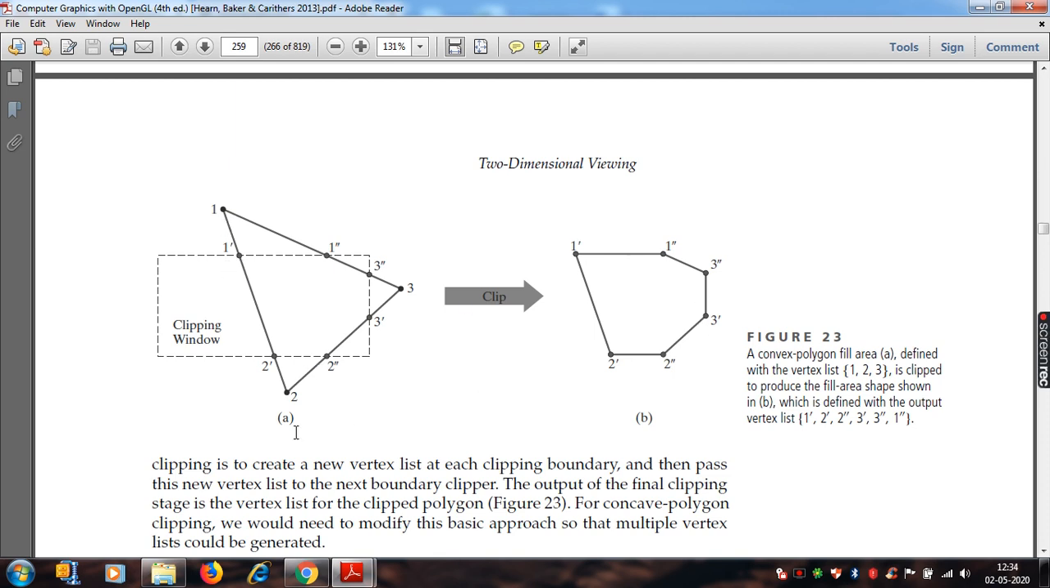In the original object, how many vertices? 1, 2, 3, there are 3 vertices. Once it goes through the clipper, you can see 1, 2, 3, 4, 5, 6, different vertices. So what should my algorithm do? It should be able to generate this new set of vertices, which is going to form a new polygon that is to be displayed.